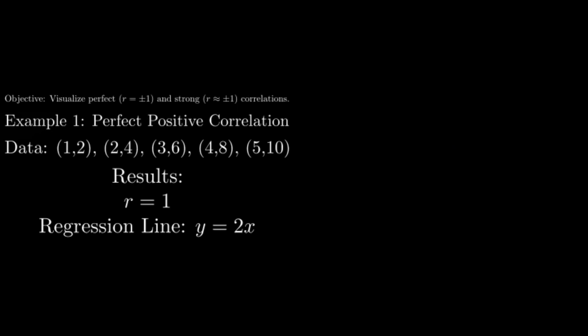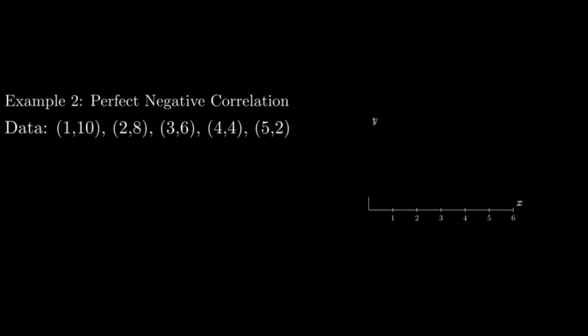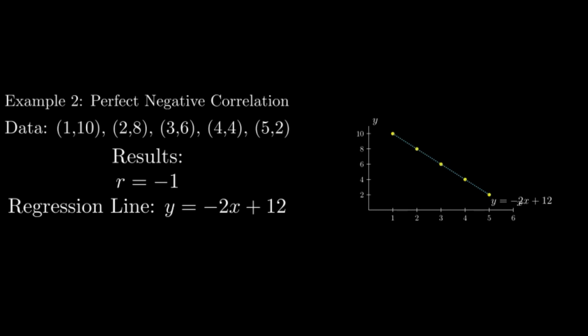Now for the opposite extreme, a perfect negative correlation. In this case, as x increases, y decreases in a perfectly predictable way. The points again form a perfect straight line, but this time it slopes downwards. Here, the correlation coefficient R is exactly -1. This is a perfect negative linear relationship. The regression line y equals -2x plus 12 passes through every point.